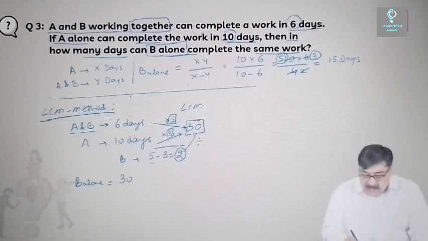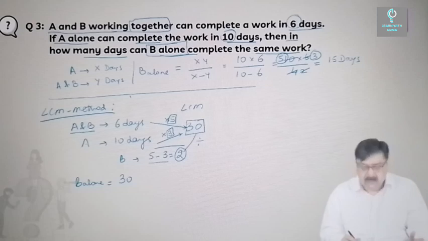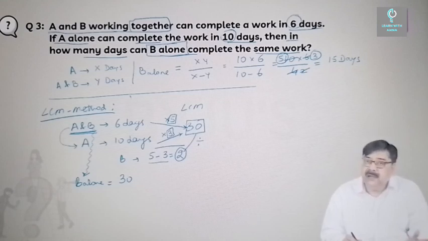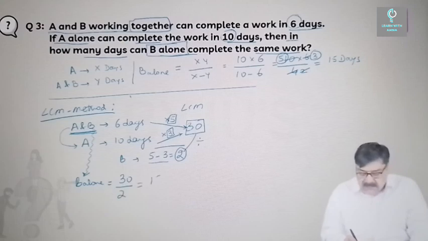Only thing is here, we used the minus symbol. We subtracted 3 from 5. Reason? Well, this is given to us as combined, out of which A is here. So to find out B, we have to subtract A's work done, that is 3 units, out of the combined work done of A and B, that is 5 units. So 30 by 2, very easily you get 15 days.